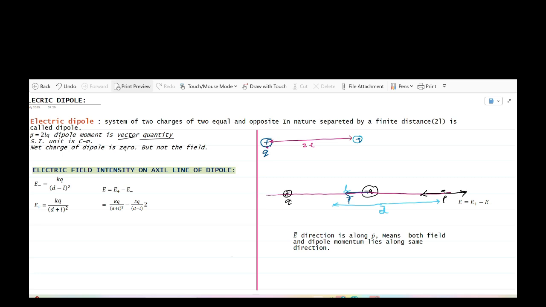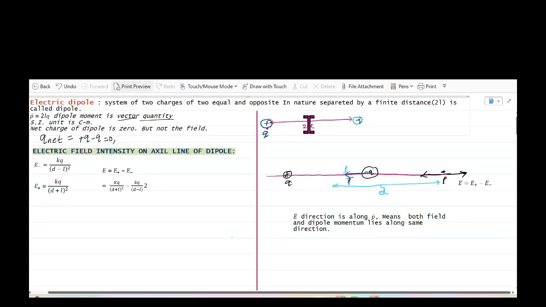The net charge of the dipole is 0. That means Q net is equal to plus Q minus Q, which equals 0. But the field is not equal to 0 for the dipole. So two charges are separated by a finite distance 2L, with a very small displacement. The distance between plus Q and minus Q is very small here.